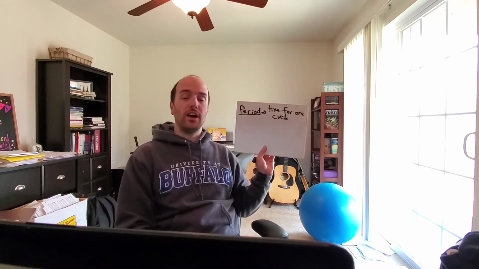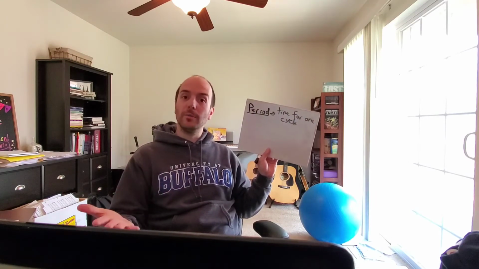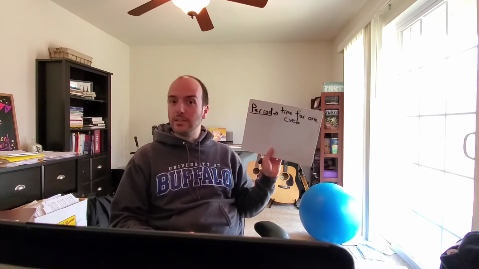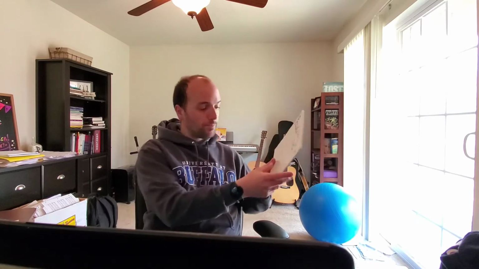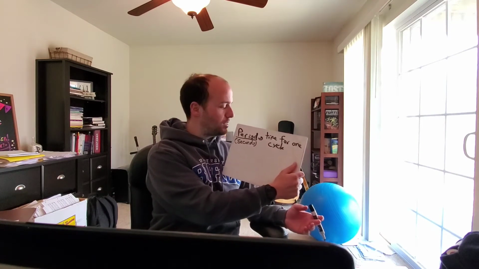The period is defined as the time for one cycle. In other words, the period for our planet going around the sun is 365.25 days. That's an amount of time, right? The period for 1 minute is 60 seconds. So period is simply a time, and that is measured in seconds, right? We always use that MKS, meters, kilograms, seconds system.